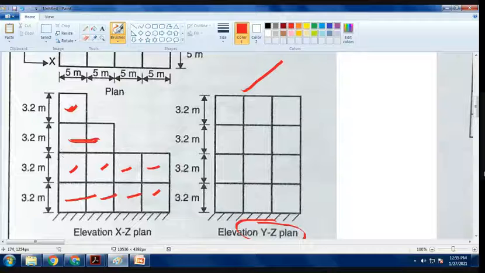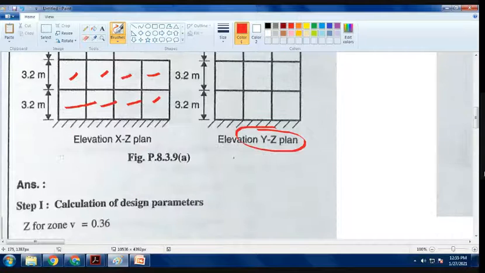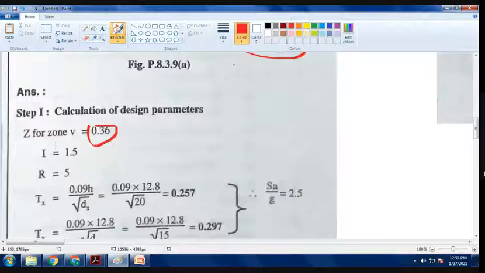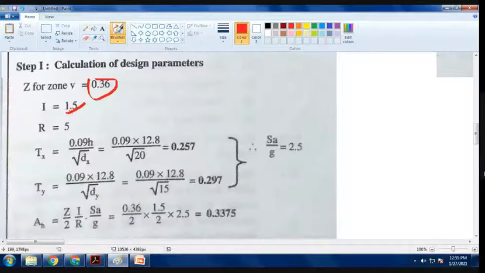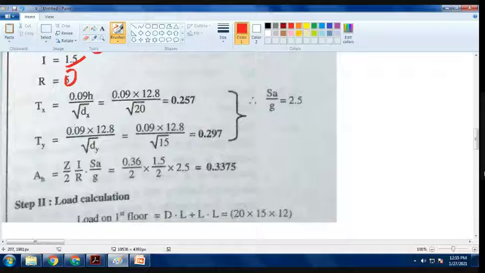So how to do calculation with respect to this one? The first thing is same, the zone number 5 we will get directly from the code book. Zone number 5, zone factor is 0.36. Importance factor: whether he has mentioned any importance factor, it is a residential structure. So just check the questions clearly once to see which type of building. Here he has taken 1.5 and special moment resistance, so he has taken R equals 5.